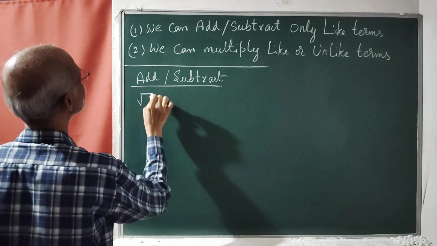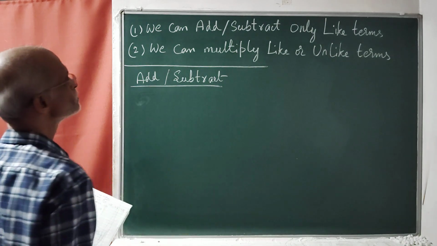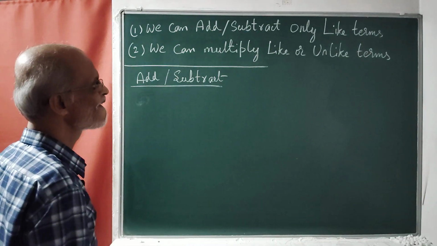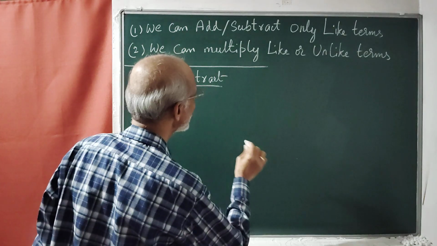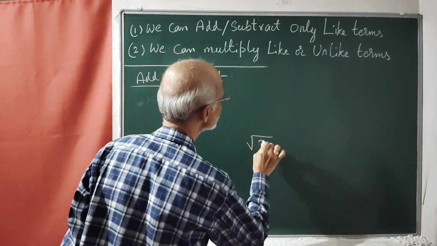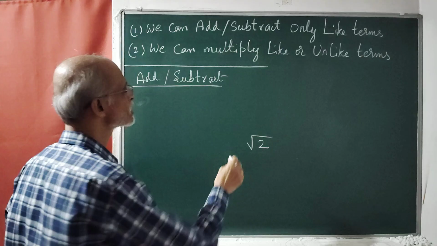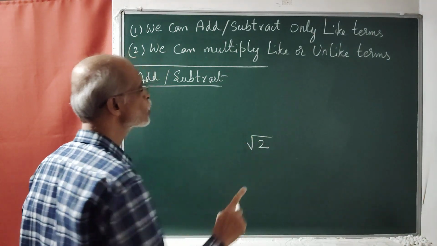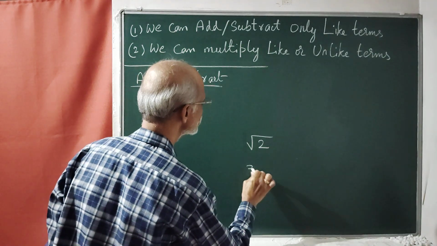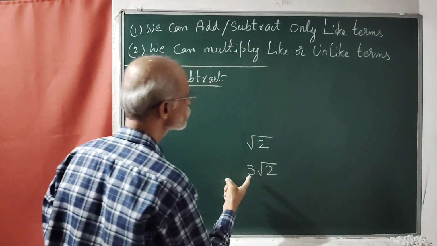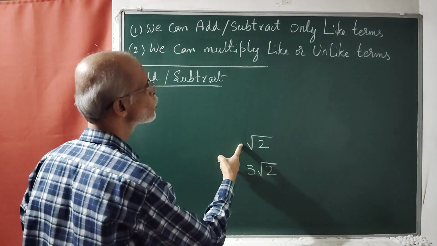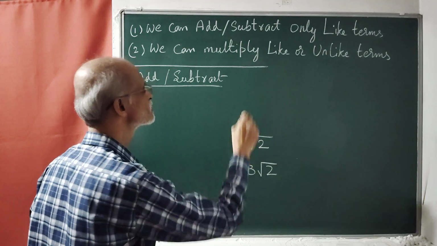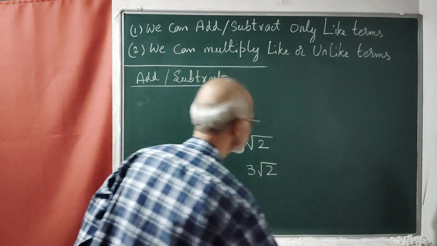See, suppose I write just root 2. It means what? It is 1 root 2. The number outside is 1. Normally we don't write it like this. Root 2 means 1 root 2. This is called 3 root 2. This is called 1 root 2. If there is no number in front of the root, think that 1 is there. Okay?